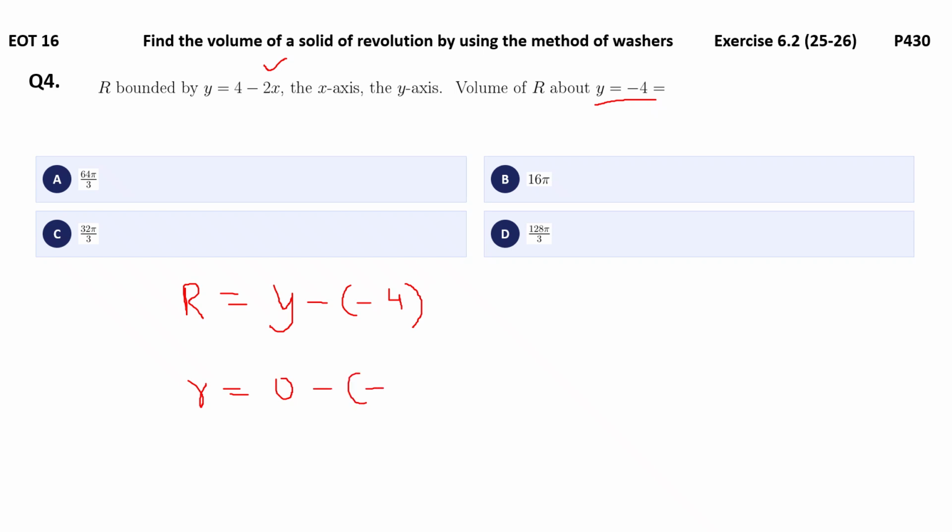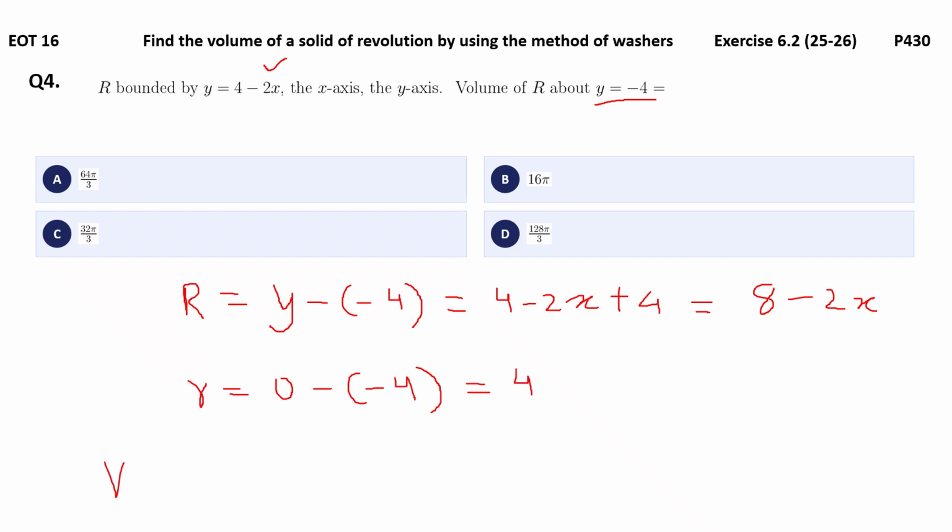In the previous question, the outer radius is 4 minus 0 and the inner radius is 4 minus y. Here it is 0 minus 4. And when you substitute y as 4 minus 2x, you will get 4 minus 2x minus of minus 4, which is plus 4. So 8 minus 2x. Here 0 minus of minus 4 is 4.